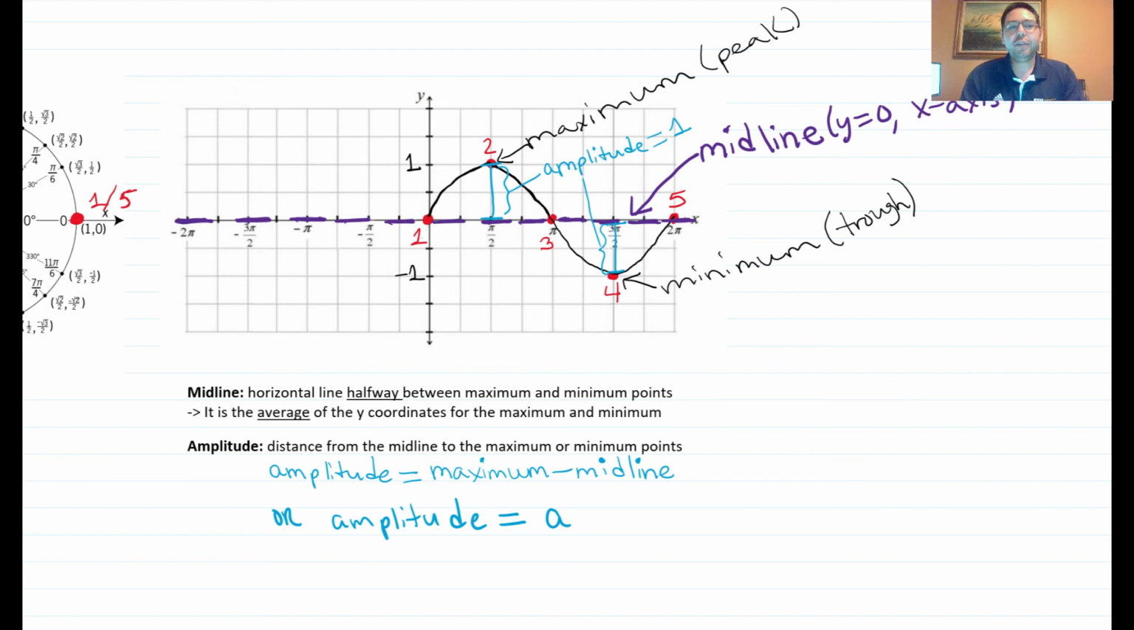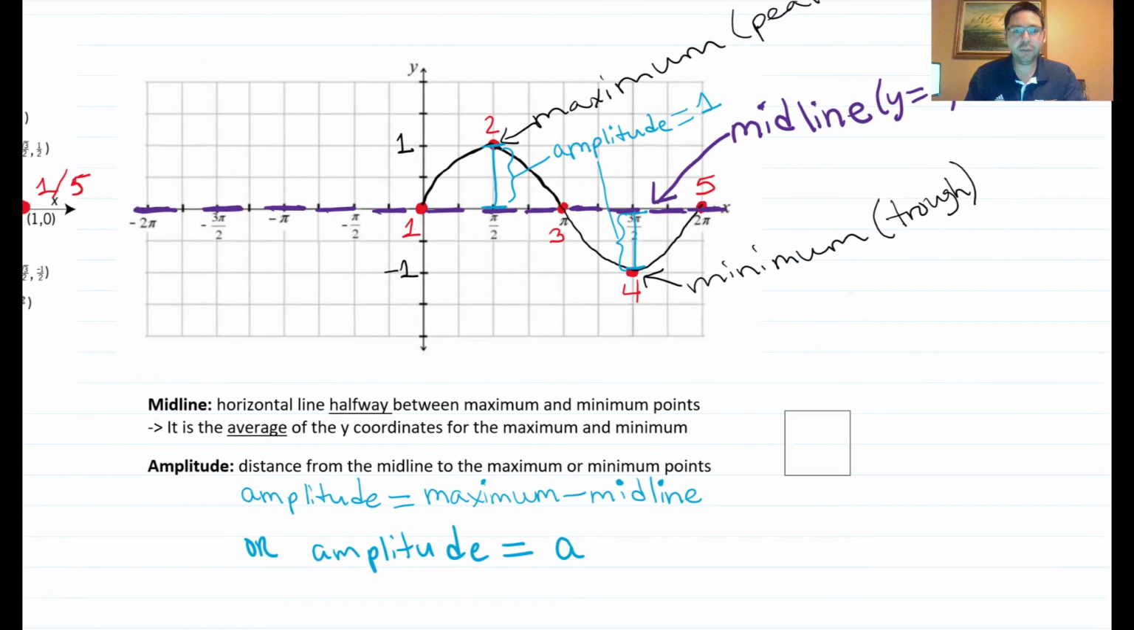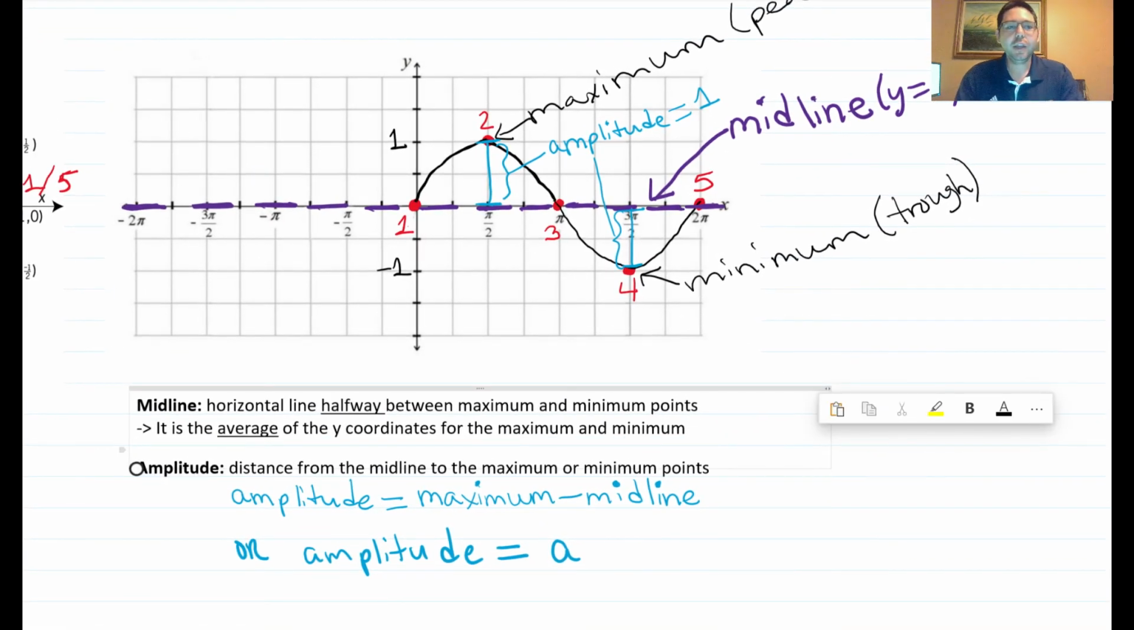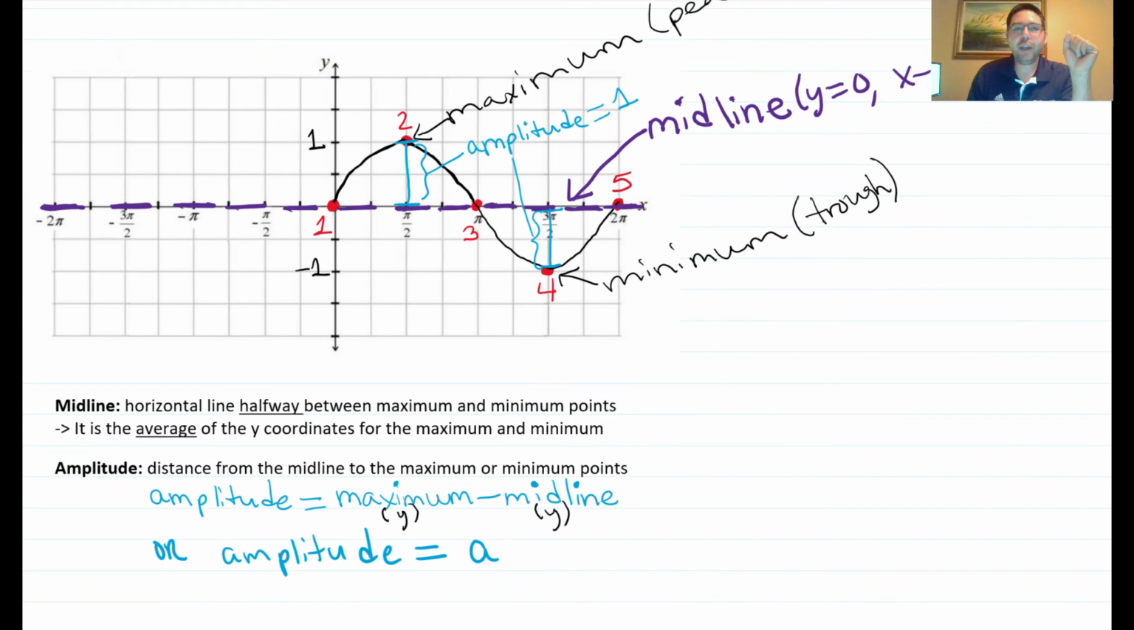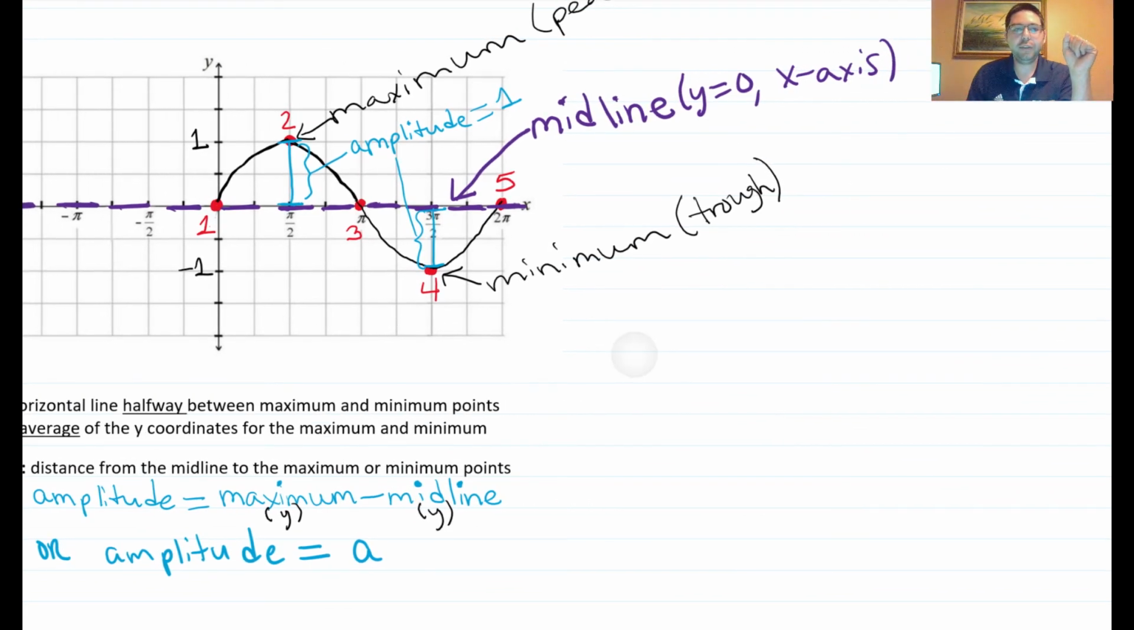The amplitude is the distance from the midline to the maximum or minimum points. So the amplitude here, I'm going to zoom in on that. To find the amplitude, you take the coordinate for the maximum y. This is the y coordinate right here. So I'll go ahead and label this. This is the y coordinates for these guys. Okay. So you take the y coordinate for the maximum minus the y coordinate for the midline, and that gives you the amplitude. So in this example, the midline is y equals 0, or the x-axis.